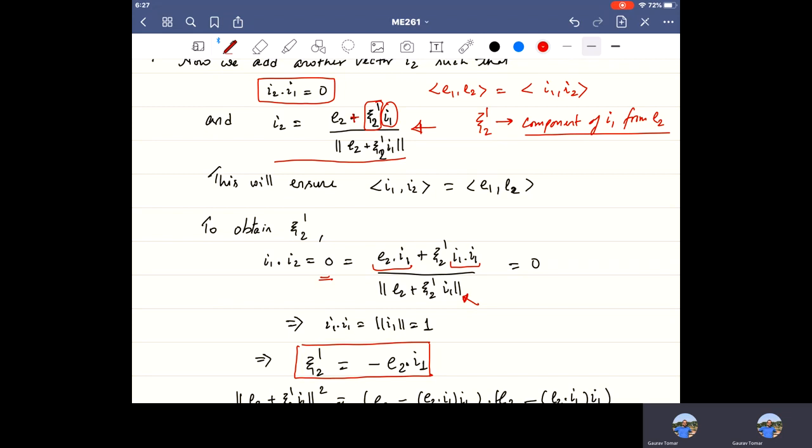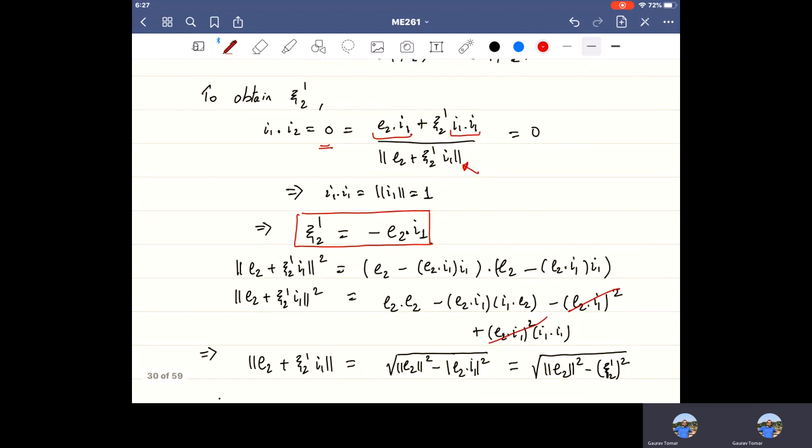So we find the norm, and the norm has some interesting properties: the norm of E2 plus xi21 is nothing but the square root of the norm of E2 squared minus xi21 squared, because we're defining the norm. So this is how we get the normalization factor also.